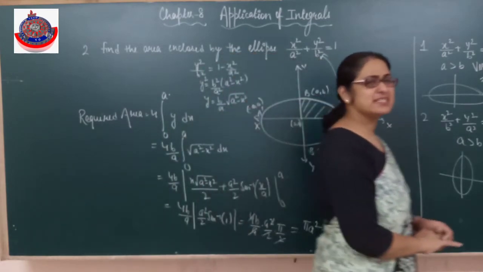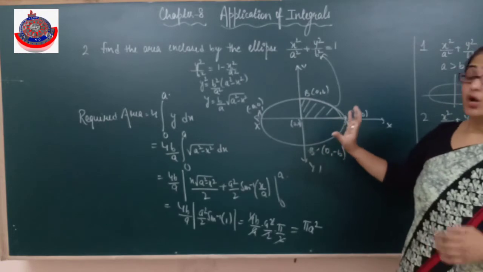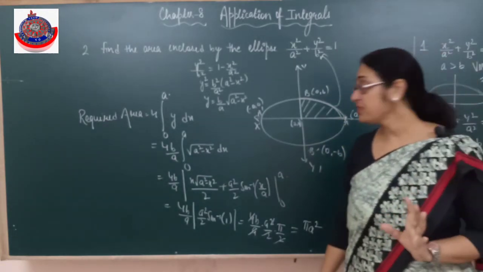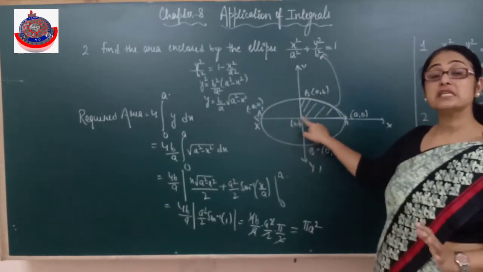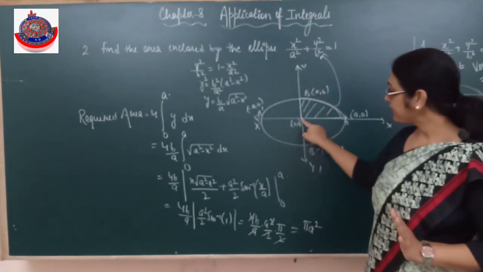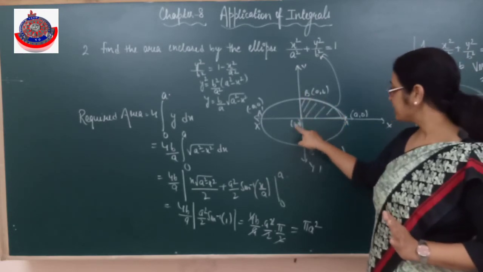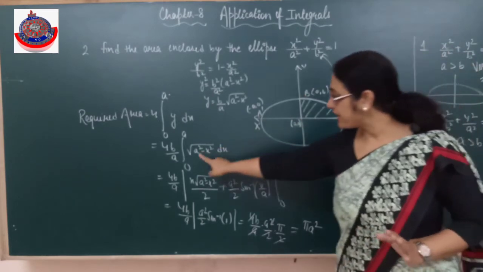So very easy topic, children. The only thing is that you make a rough sketch. Already the standard form curves, you should know them. You have done them in detail in class 11. Fine. And then the limit: from where to where to find the area? I'm finding from here till here. Alright, x from 0 to a. Equation of the curve. You have to write y dx.